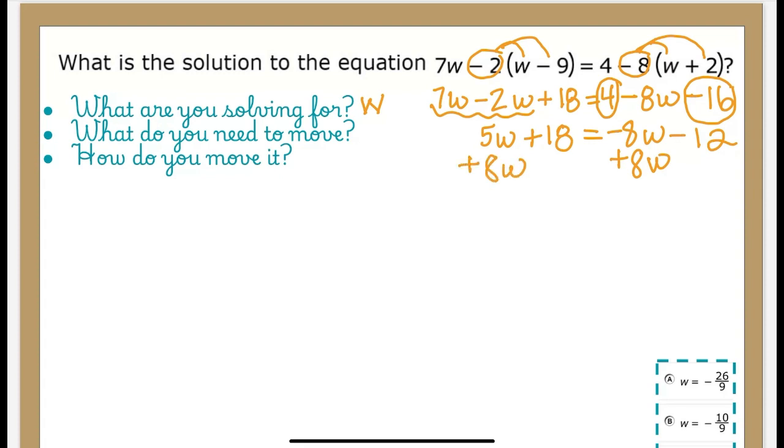It's a negative. In order to move it to the left, it has to eliminate or cancel. And so I'm going to do the inverse operation, which would be to add. 8 and 5 gives me 13w. I'm trying to solve for w. What do I need to move? I need to move the 18. 18 is added. The inverse is -18.